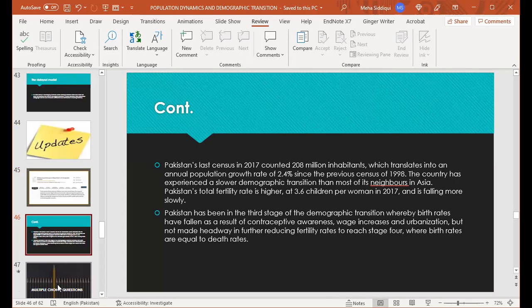The country has experienced a slower demographic transition than most of its neighbors in Asia. Pakistan's total fertility rate is higher at 3.6 children per woman in 2017 and is falling more slowly. According to it, it has been in the third stage of demographic transition, whereby birth rates have fallen as a result of contraceptive awareness, wage increases, and urbanization, but have not made headway in further reducing fertility rates to reach stage 4, where birth rates are equal to death rates.